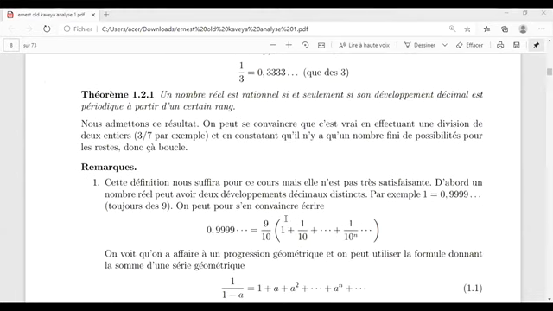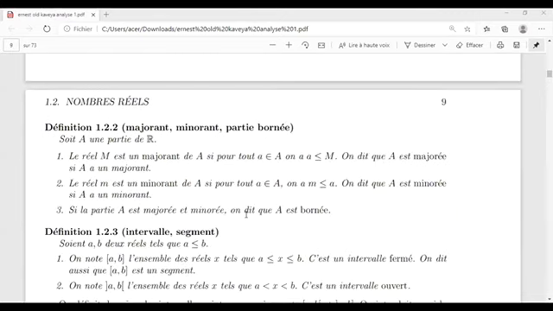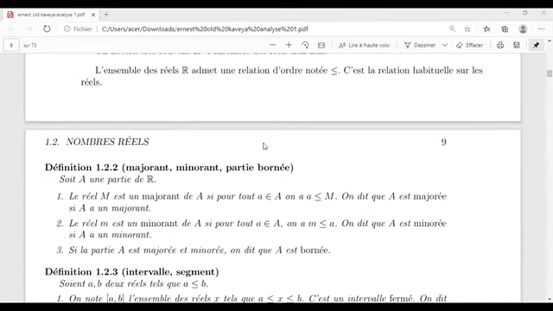Voilà. Okay. We're going to take a pause for 10 minutes and then we continue. We're going to be looking at majorant, minorant, et partie bornée. 10 minutes, that is, we will start at 17:10. C'est bon? If there are no questions, of course.